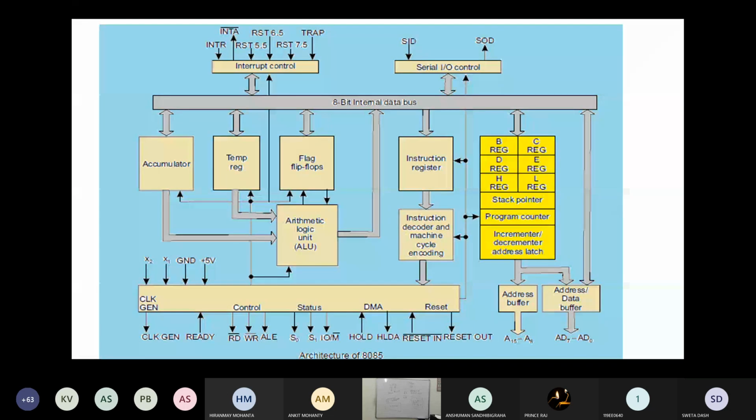So it has totally how many interrupts? Actually 1, 2, 3, 4, 5. It has only 5 interrupts. These are the 4 interrupts. 3 levels are there and 4 interrupts.